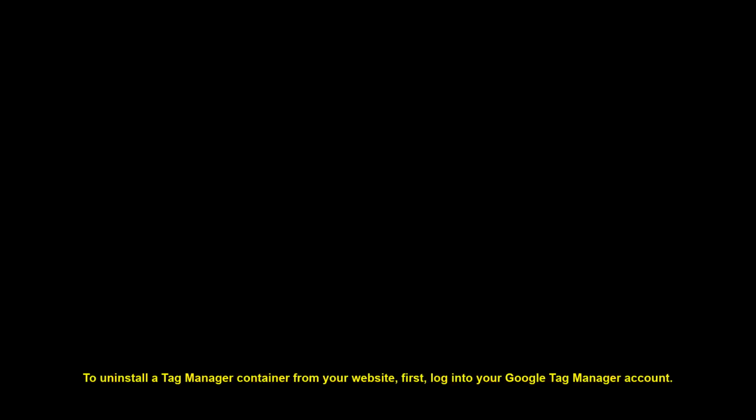To uninstall a Tag Manager container from your website, first, log into your Google Tag Manager account. Navigate to the container you wish to uninstall. Click on the container name to access its settings. Next, take note of any tags using the container that you may want to disable.